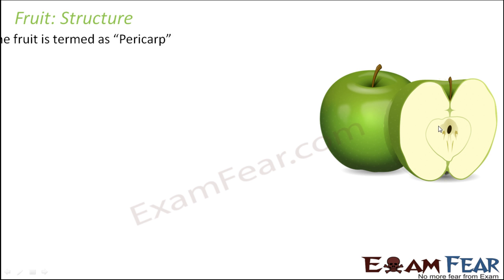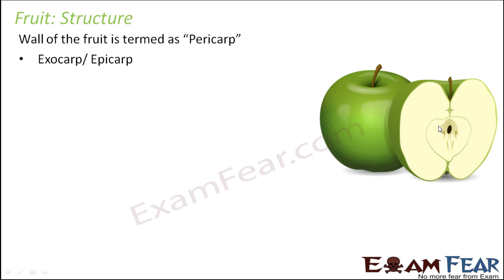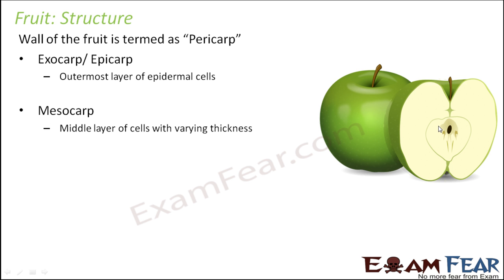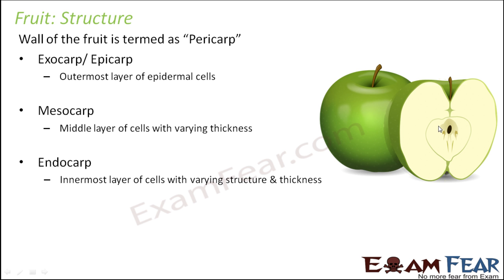Let us quickly look at the structure of a fruit. The wall of the fruit, which is generally fleshy, is known as the pericarp. Pericarp is nothing but the wall of the fruit, the outer layer of the fruit. This pericarp itself is made up of different layers. That is exocarp, which is the outermost layer of epidermal cells. Next is the mesocarp, which is the middle layer of cells with varying thickness. Like in some fruits it is very thick, in some fruits it is relatively less thick. And finally the endocarp, which is the innermost layer of cells with varying structure and thickness.